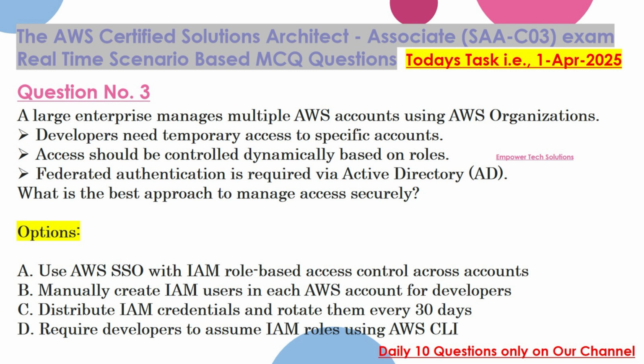Options: A. Use AWS SSO with IAM role-based access control across accounts. B. Manually create IAM users in each AWS account for developers. C. Distribute IAM credentials and rotate them every 30 days. D. Require developers to assume IAM roles using AWS CLI.